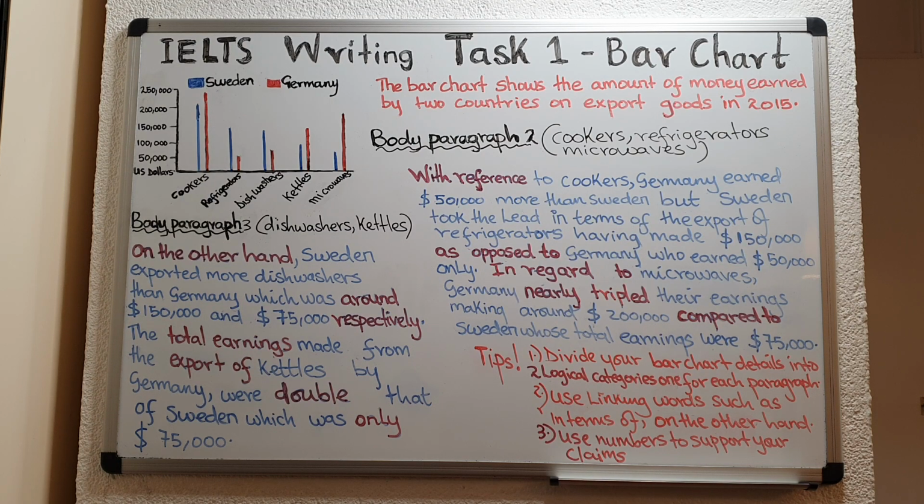Okay? And then in the next paragraph, because the idea is that the two paragraphs should kind of be contrasted, I began the paragraph with "on the other hand." But remember, the only reason I was able to do that is because I ended the previous paragraph with one country being on top, and that is Germany. So in the next paragraph, Sweden has to take the lead. All right? So on the other hand, Sweden exported more dishwashers.